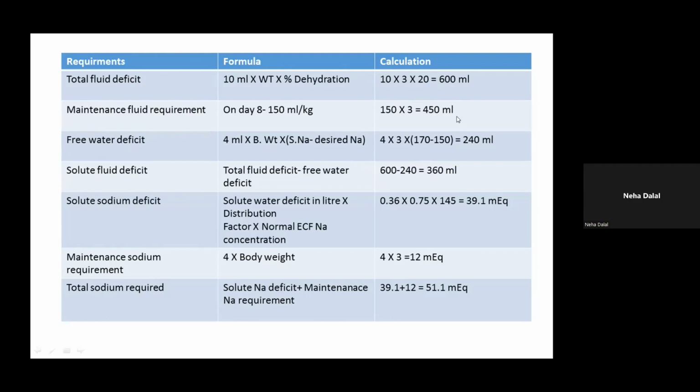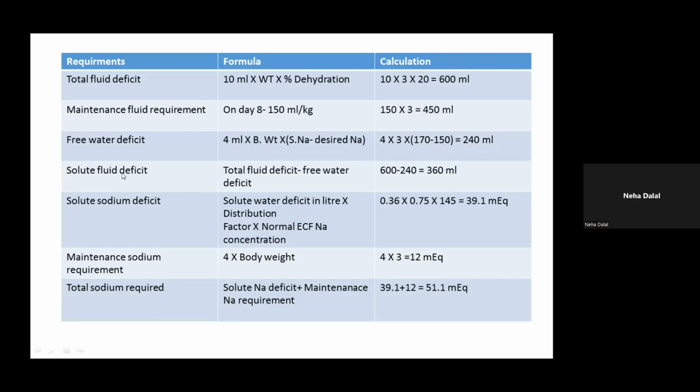What is the free water deficit? In moderate dehydration, we have seen that 4 ml per kg of the desired concentration of sodium is the free water deficit that we need to give extra to this baby. So this is 4 into 3 and the difference between the present sodium value, 170, and what we desire, 150. So this comes out to 240 ml.